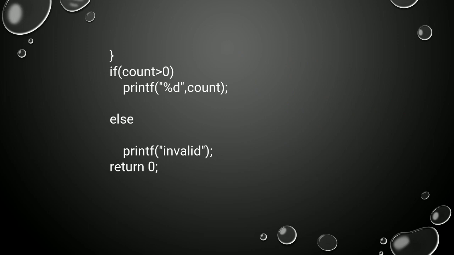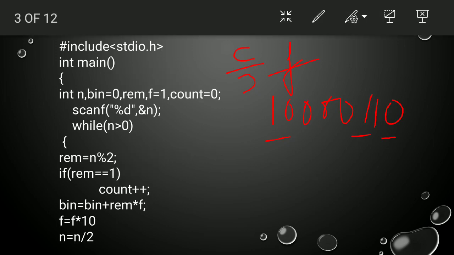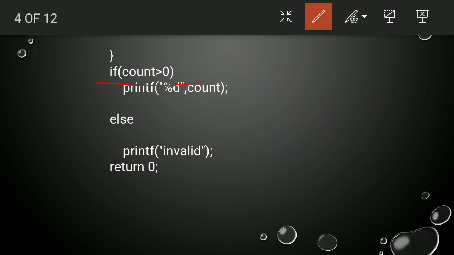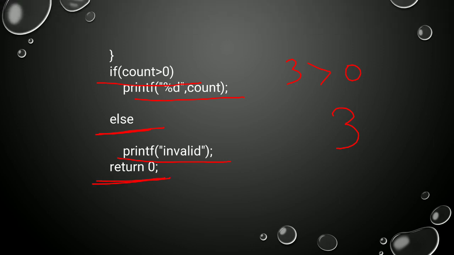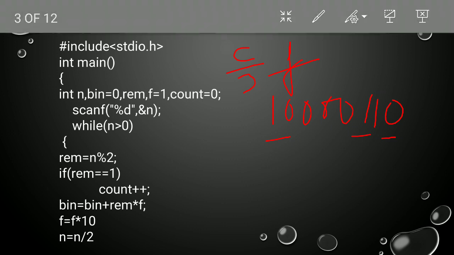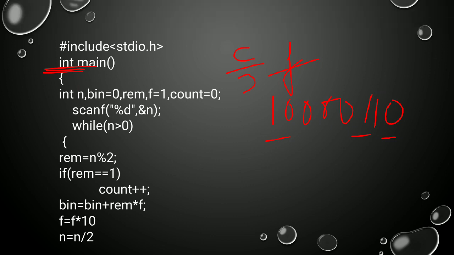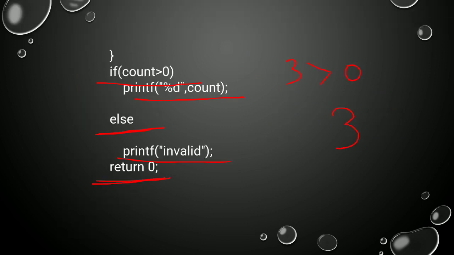So same thing here, if count is greater than 0, that is 3 is greater than 0, print the count. So our output is 3. Else what will we print? We will print the invalid number and we will return 0. Why return 0? Because initially we have taken int main. If we had taken void main, then there is no need to return anything, but we have taken integer, so we need to return 0. Hope you understood this question.